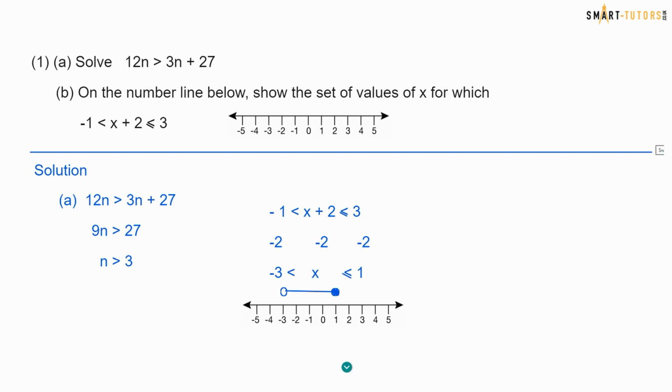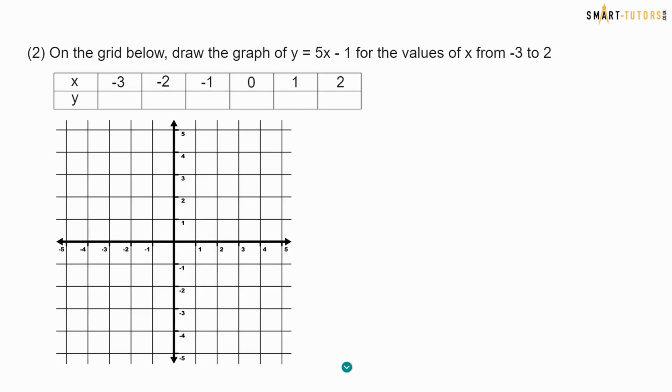Let's go to question number 2. On the grid below, draw the graph of y equals 5x minus 1 for the values of x from minus 3 to 2. It's a straightforward straight line graph question. All you want to do is a substitution and find all the y values, then plot the graph. As I said before, if you are doing the GCSE this time or facing a mock exam next month, please pause the video and try to do it on your own. If not, then resume the video and have a look at the solution.